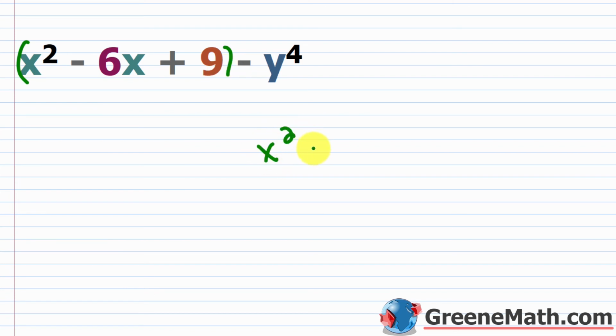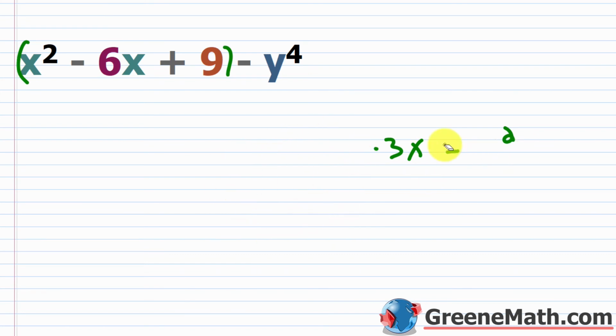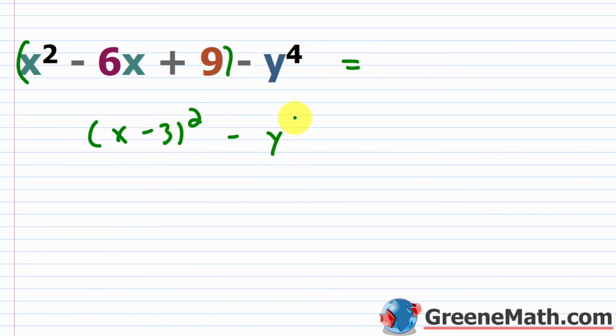If you have x squared minus, I'm just going to write this as 2 times 3 times x, then plus 3 being squared, notice that this is 2 times the first guy, which would be x. Let me make this more clear. The first guy, which is x being squared, times the last guy, which is 3 being squared. So this factors into the first guy minus the last guy quantity squared. So x minus 3 quantity squared. So that's the first thing you would want to do here. I'm going to write this as x minus 3 quantity squared, then minus y to the 4th power.